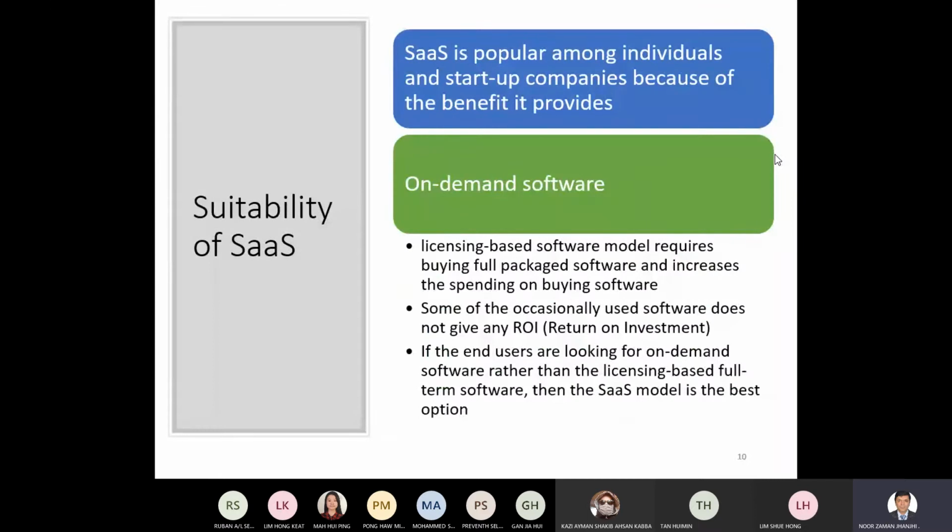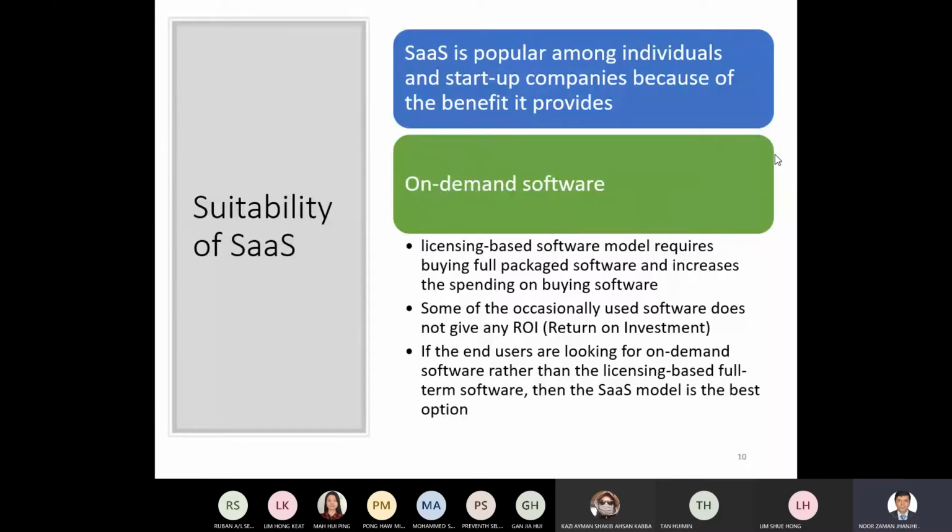And now we are looking at the suitability of SaaS. What is the suitability? When we know what characteristics it has, now we are trying to know its suitability as SaaS, in what cases. We can see here that SaaS is popular among individuals. It means that the SaaS model is more popular with individual people, individual users, or individual customers.